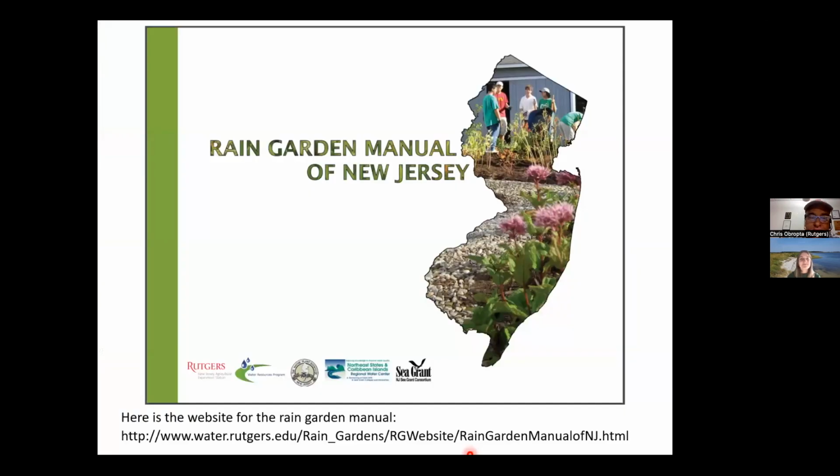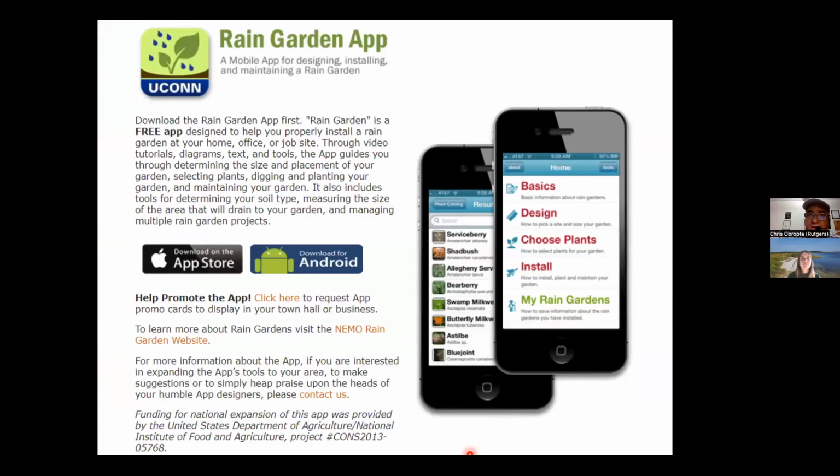We've got a lot of different resources for you to be able to use to understand rain gardens and build rain gardens. There is a rain garden manual for New Jersey that we developed. You can go to the website and download the PDF. Basically it tells you step by step how to build a rain garden, what kind of plants to use, and gives you some great ideas.